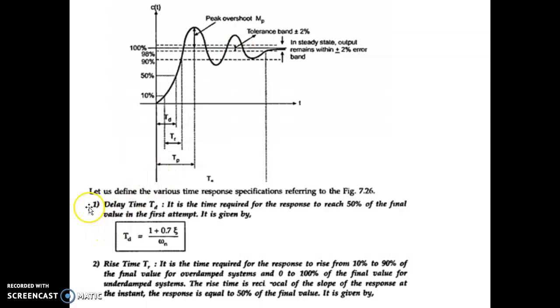So let us discuss the first terminology, that is delay time. Delay time is defined as the time required for the response to reach 50% of the final value in the first attempt. From the graph, this is the 0, that is the starting point, and this is the 50% point. So from 0 to 50%, we get the delay time. This delay time is given by the standard equation Td equal to 1 plus 0.7 zeta divided by omega n, where zeta is the damping factor and omega n is the natural frequency.